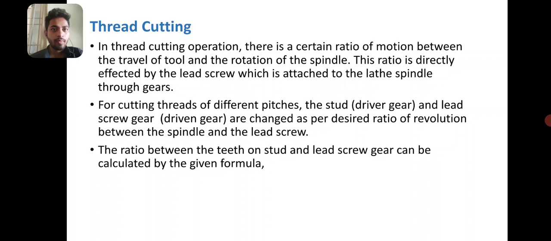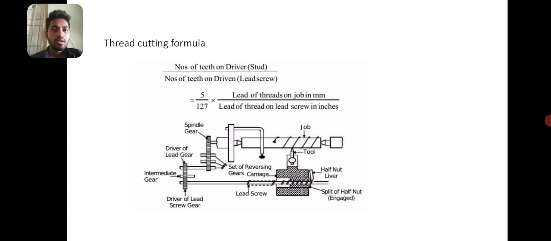Thread cutting. In thread cutting operations, there is a certain ratio of motion between the travel of tool and the rotation of the spindle. This ratio is directly affected by the lead screw, which is attached to the lathe spindle through gears. For cutting threads of different pitches, the stud and lead screw gear are changed as per desired ratio of revolution between the spindle and the lead screw. The ratio between the teeth on stud and lead screw gear can be calculated by the given formula.